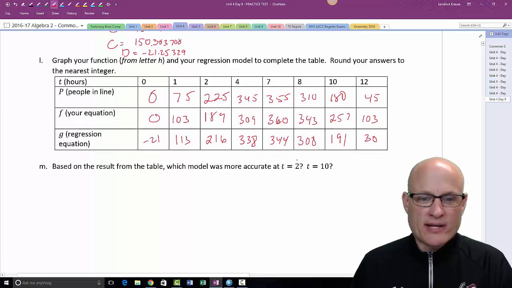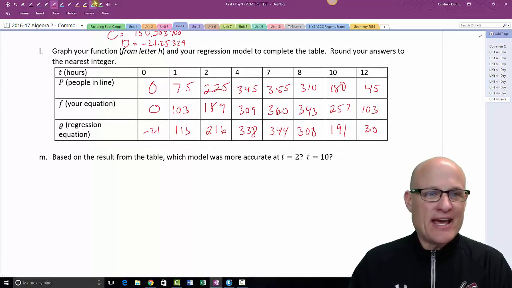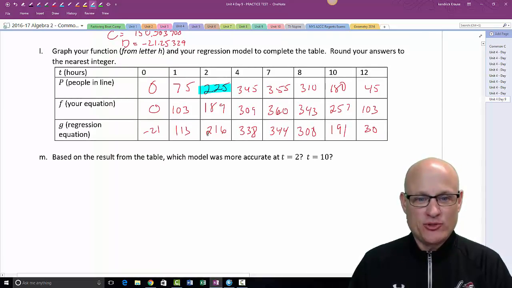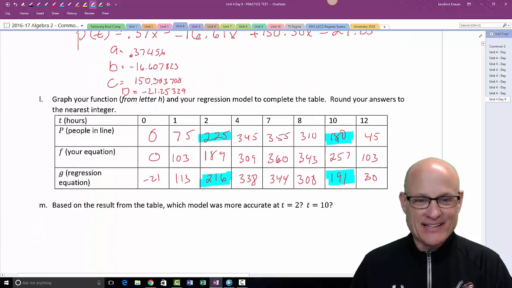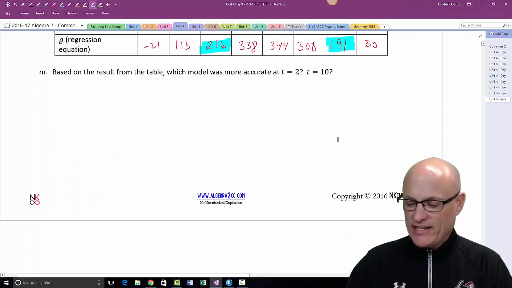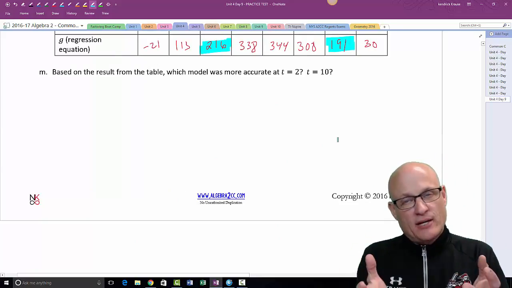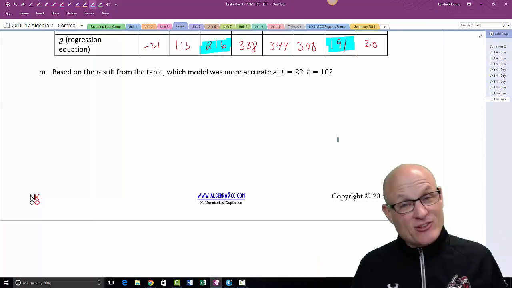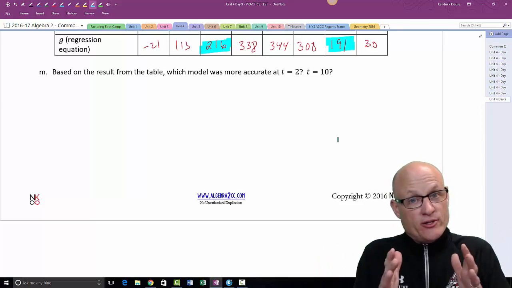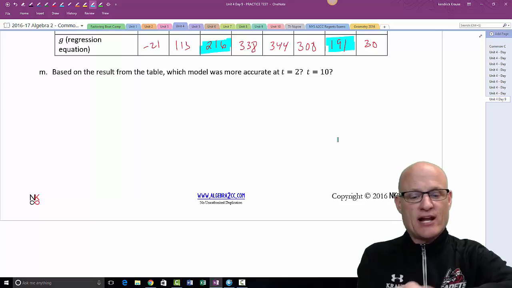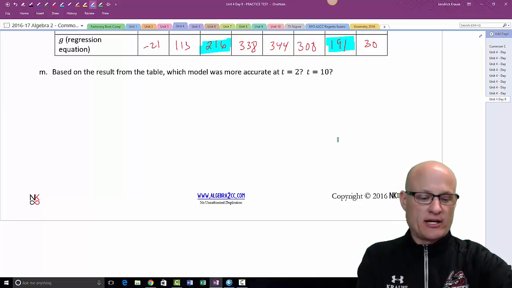So, based on the results from the table, which model was more accurate at time 2? Well, at time 2, this one's more accurate, and at time 10, this one's more accurate than this one. So, the answer would be the regression equation. And that's it, kids. That's all she wrote. Just an idea of how to use a regression. Even though the data looked quadratic, maybe a cubic curve restricting the domain would be a better answer. So that was a tough question. We'll probably talk about that one in class.